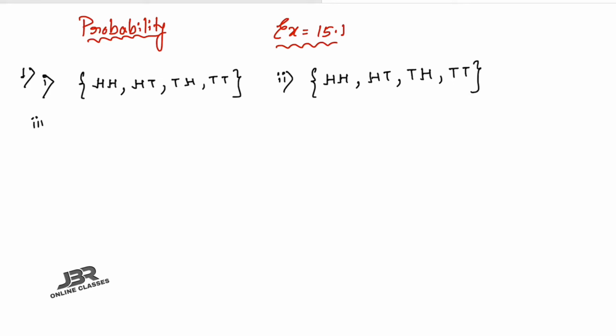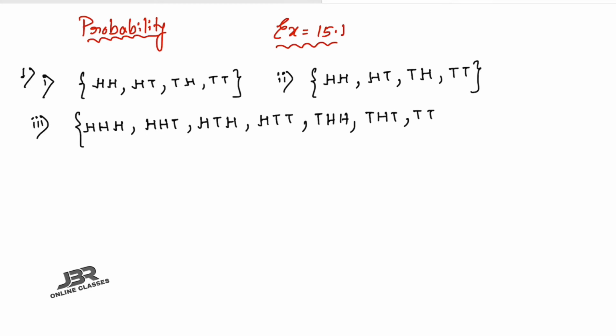Now for the third one, a coin is tossed 3 times. When a coin is tossed 3 times, the first time it will be head, second time again head, and third time again head. Now next one, first time head, second time head, and third time tail. Then head, second time tail, third time head, then head, second time tail, third time tail, then tail, head, head, tail, head, tail, tail, tail, head, and the last one tail, tail, and tail.